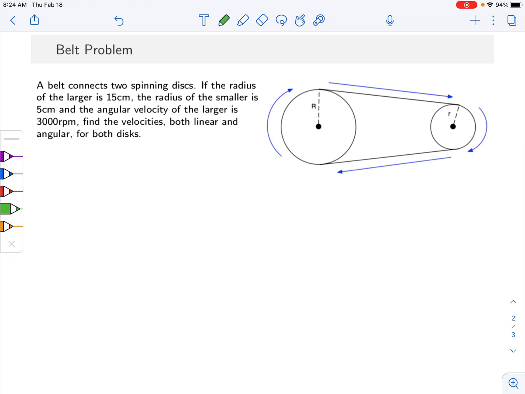If the radius of the larger is 15, so I'm just going to put that in here, 15 centimeters. The radius of the smaller is 5 centimeters. And the angular velocity of the large is 3,000 RPM. Look at that. It's already giving it to us. Find the velocities, both linear and angular, for both disks.